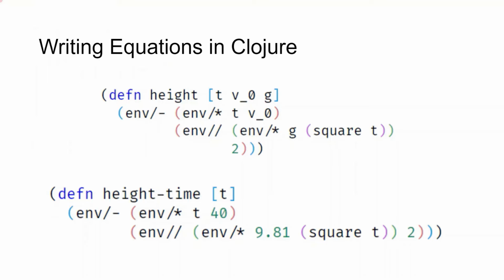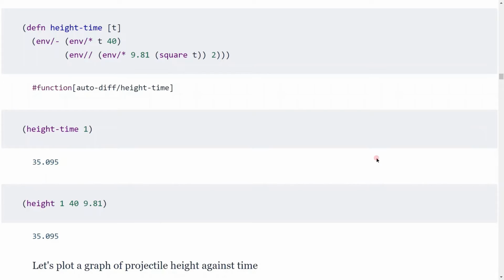We can rewrite our height function as height-time, a function that takes one argument, time. We do this by substituting fixed values for the initial velocity and gravity. In this case, we'll take an arbitrary value of 40 for initial velocity and 9.81 for gravity. With our height-time function in hand, we are now ready to plot a graph of height against time.